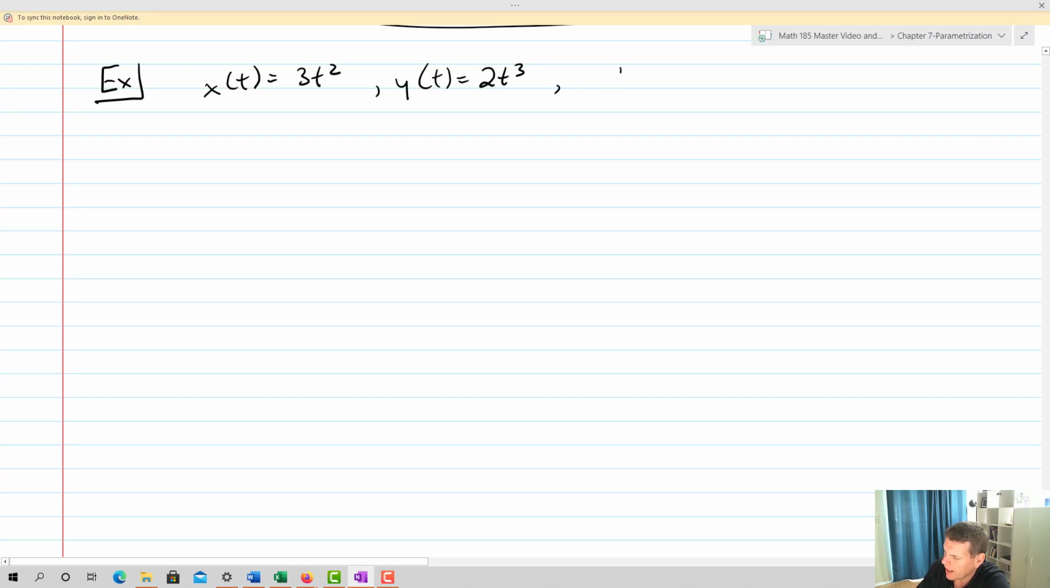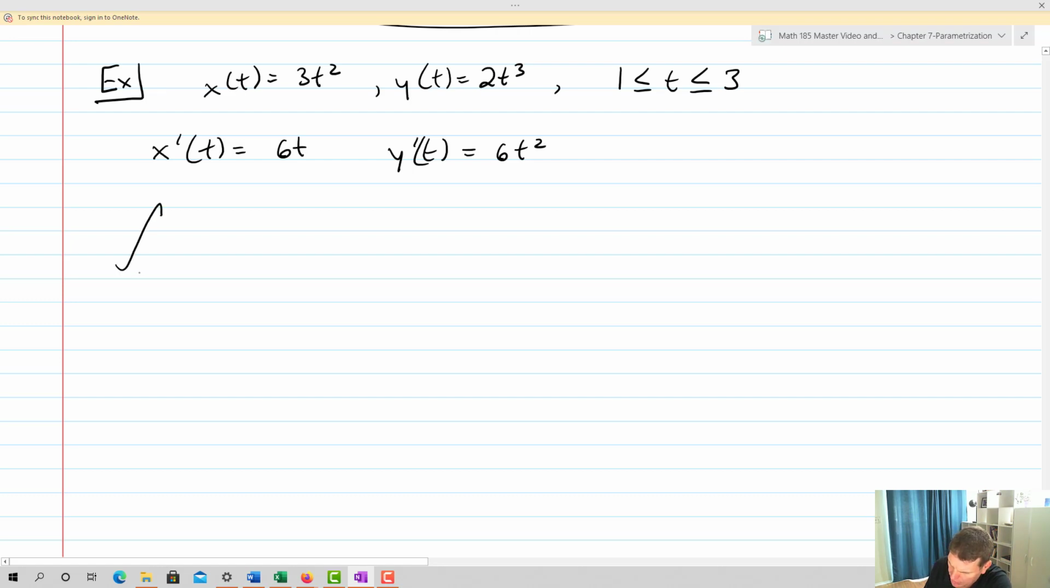So let's take a look at an example. Let's say, for example, that x of t is equal to 3t squared, that y of t is equal to 2t cubed, and we are going to be finding the area of the surface of revolution for t greater than or equal to 1 and less than or equal to 3. So I will set this up. I'm first going to find that x prime of t is going to equal 6t, and y prime of t is going to equal 6t squared.